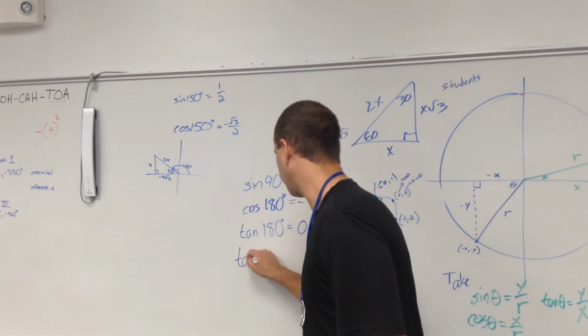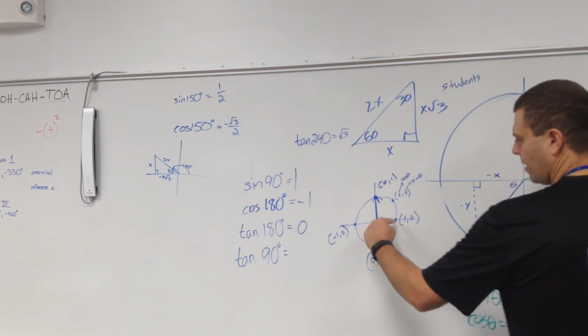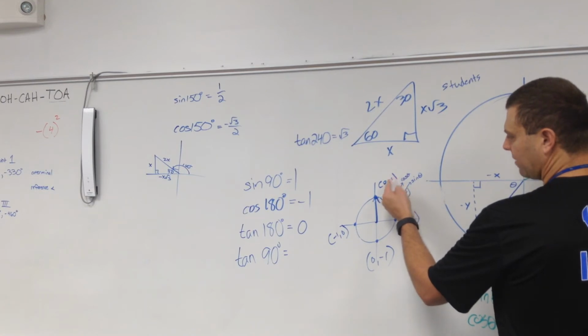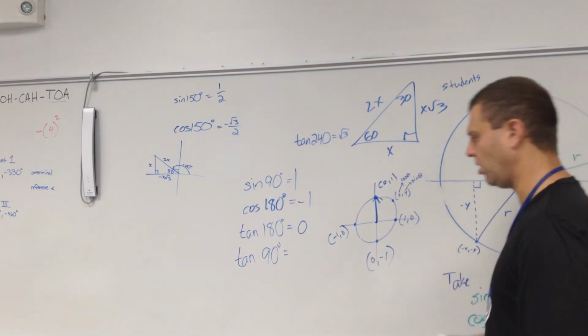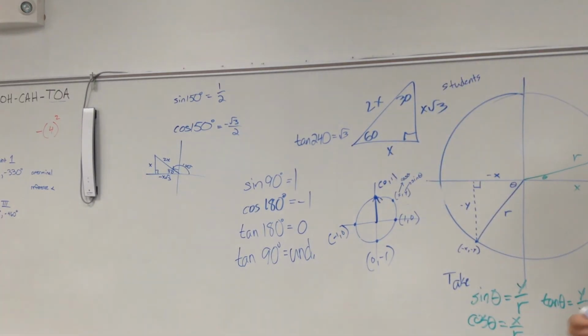Here's one, there's a couple that are going to mess you up. Tangent of 90, y divided by x. 1 divided by 0, undefined. Can't divide by 0, right? 1 divided by 0 is impossible to do.